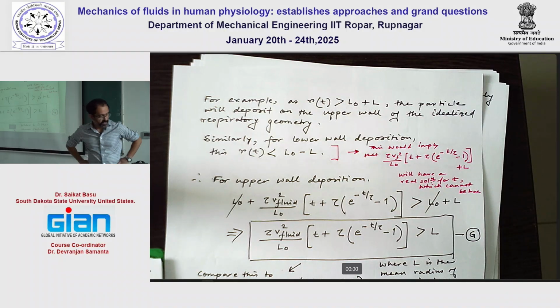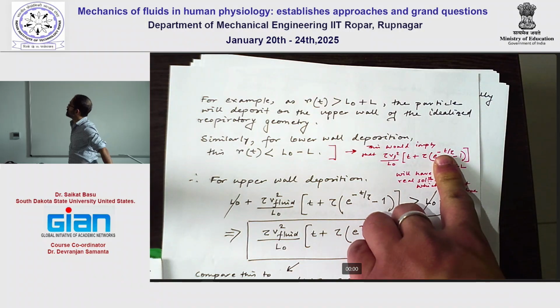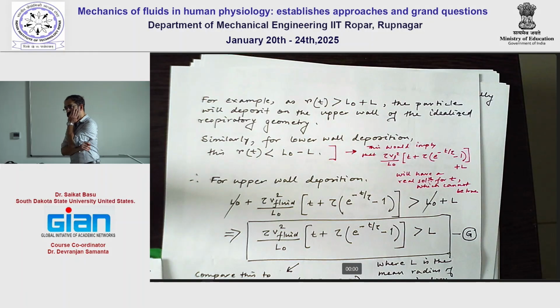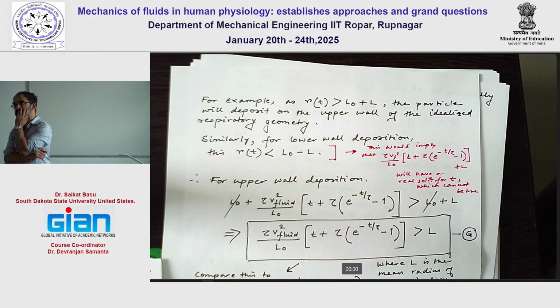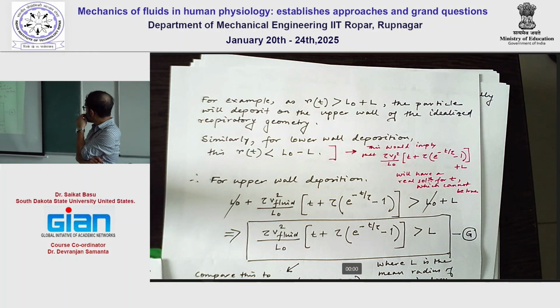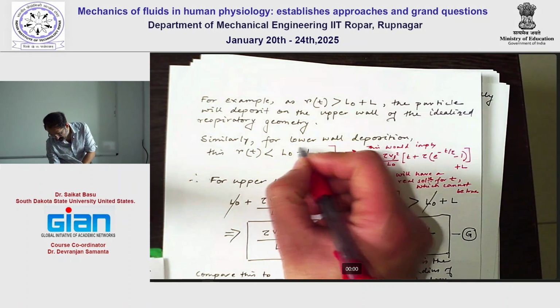Could this term become negative? So this term over here, this is e to the power of minus t over tau. So no, it can never be negative. So the lower wall deposition is not possible over here.